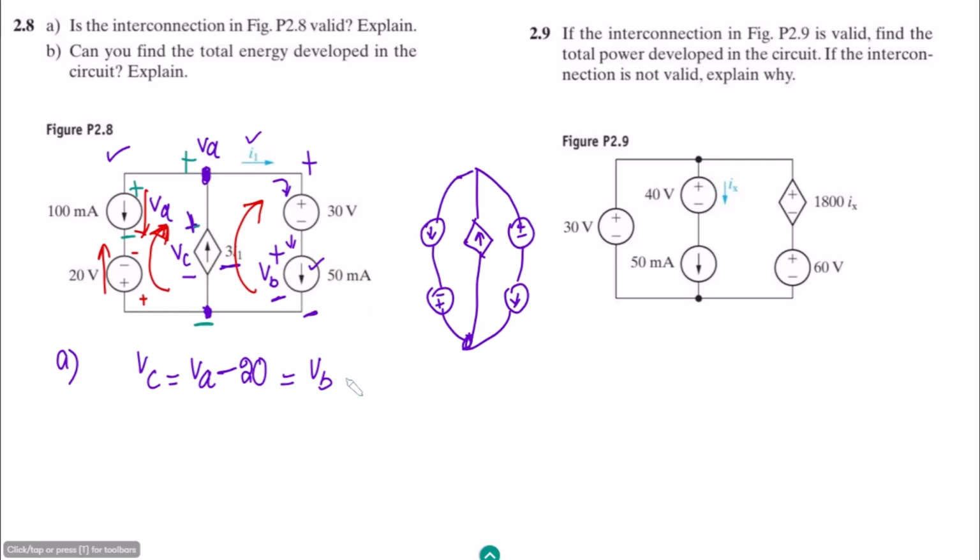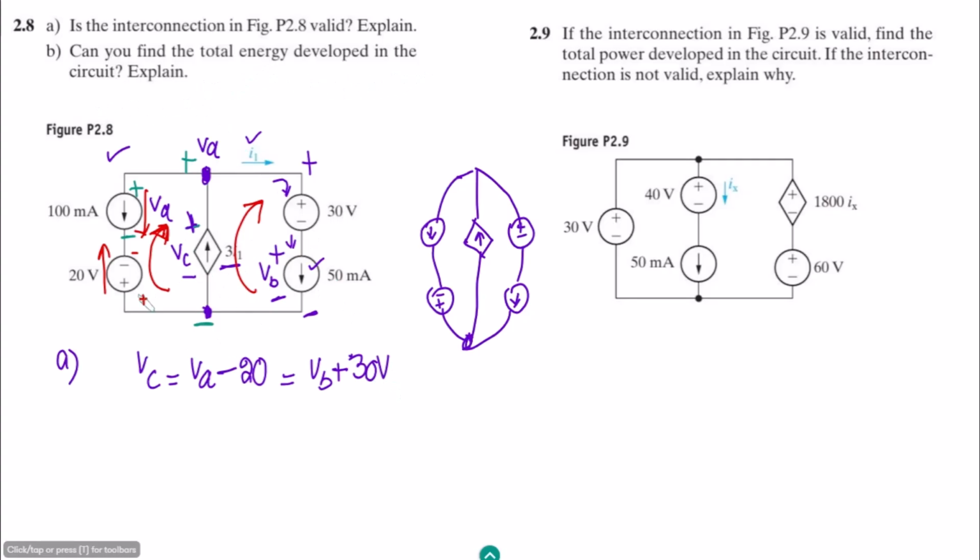These two voltages will add with each other, so VB plus 30 volts. Okay, so this shows that this one is the valid circuit. So this is the validity of the circuit. Can you find the total energy developed in the circuit?